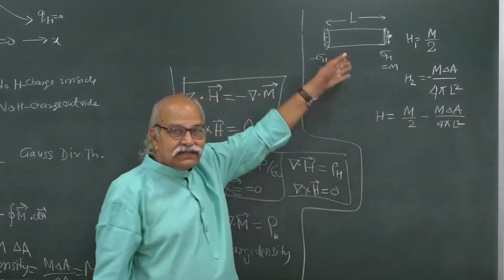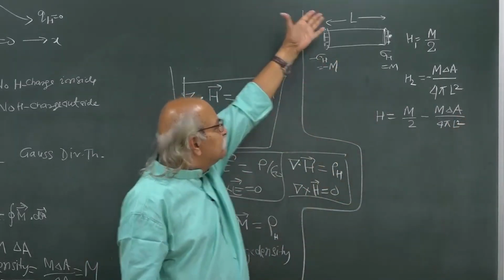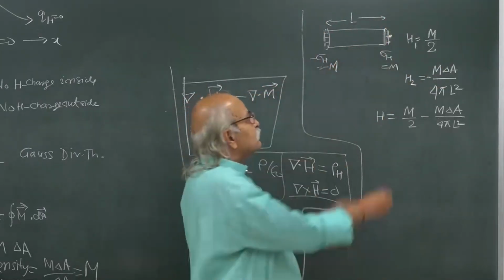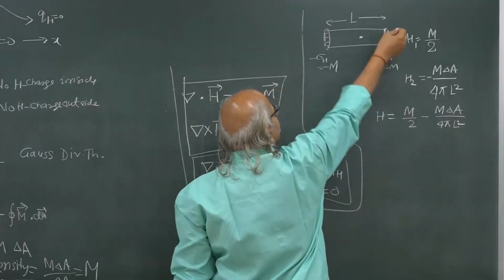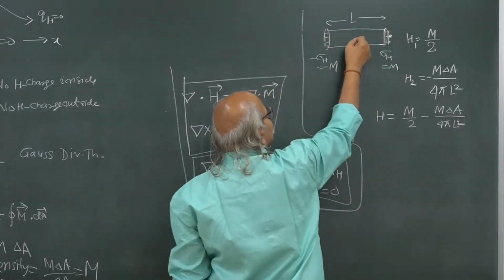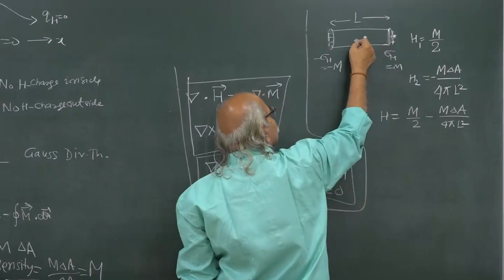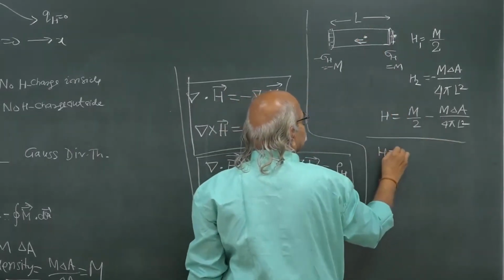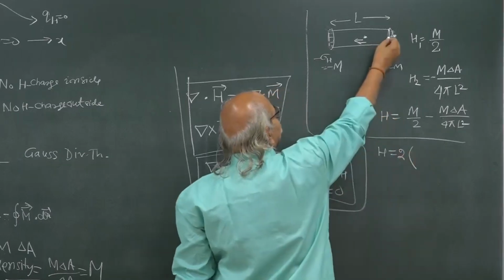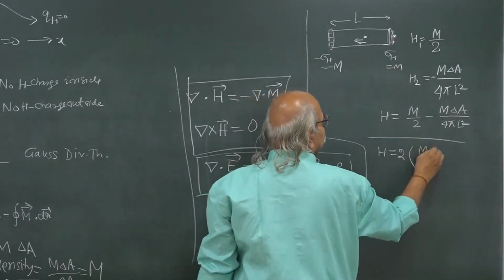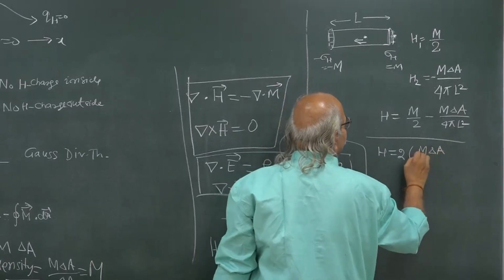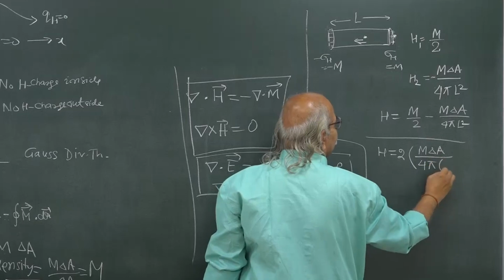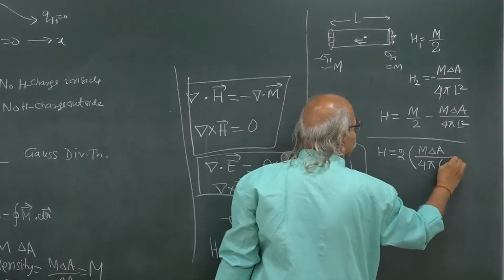I know H here, anywhere here, anywhere you want H in between here, what is H? So if this L is large, we will say that okay, because of this it is this way, because of this also it is this way, and then this H will be double of what? Double of total charge m delta A, this is the total charge, divided by 4 pi epsilon, so 4 pi, and L by 2 square, L by 2 square.